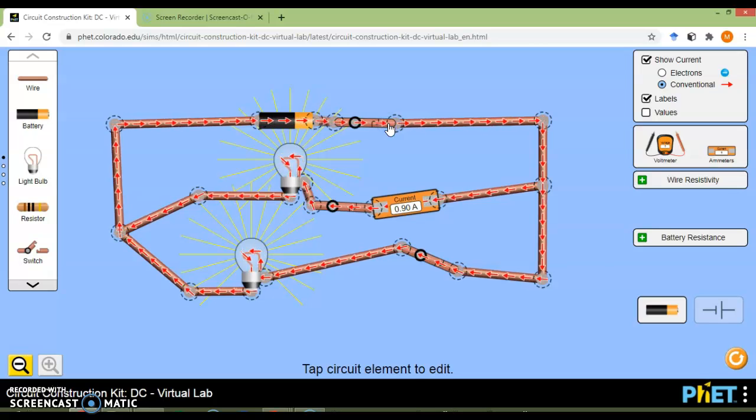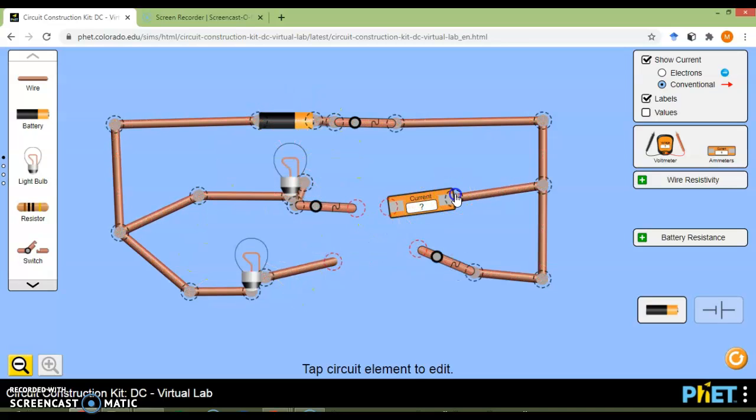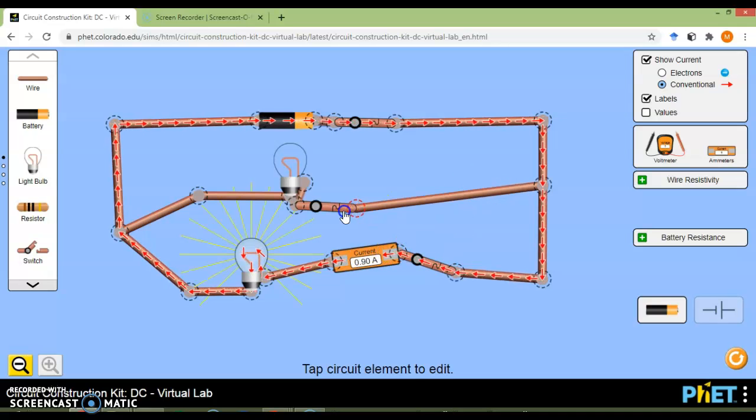Now I1 is 0.9 ampere, and let's check I2. It is 0.9 ampere too, so 0.9 plus 0.9 is 1.8 ampere. This was expected because the lamps are connected in parallel, and we know that by the law of addition of current, in parallel grouping, we have I main equals I1 plus I2.